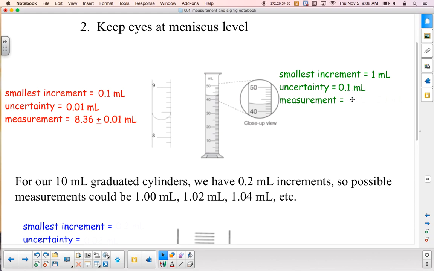43 so that it goes to the tenths place. I'll do that by writing it as 43.0 plus or minus 0.1 milliliters. Notice that that meets the requirement that my uncertainty and my measurement end at the same place. That means that I believe my volume to be somewhere between 42.9 and 43.1 milliliters.